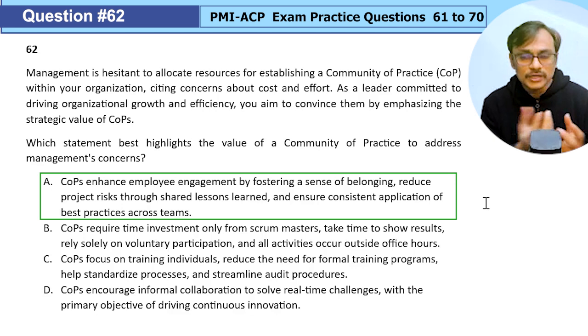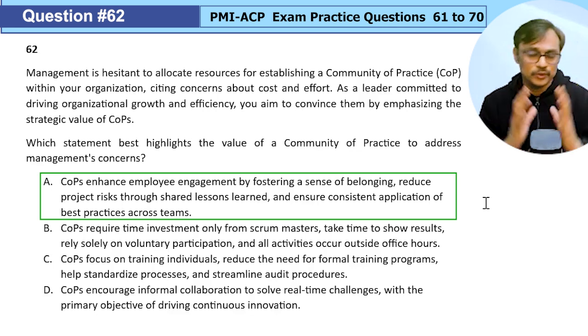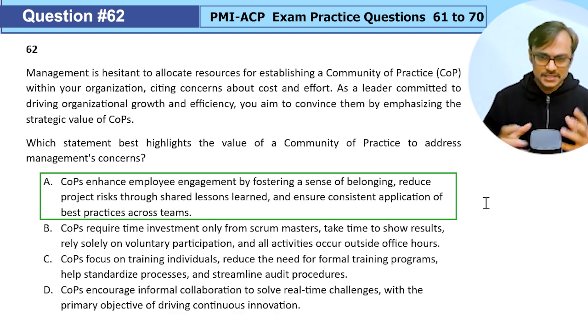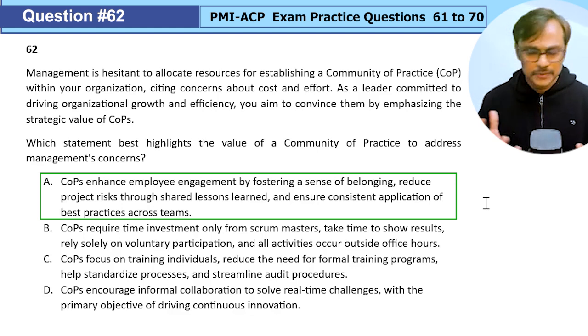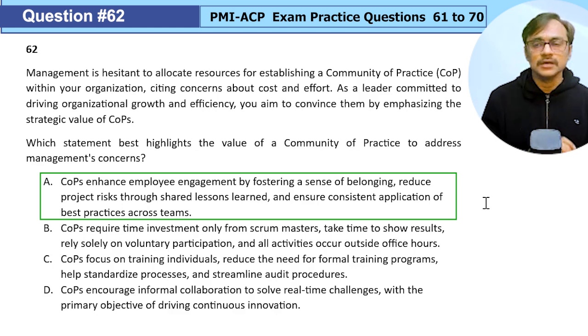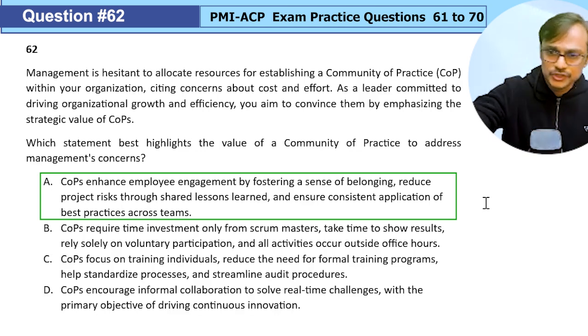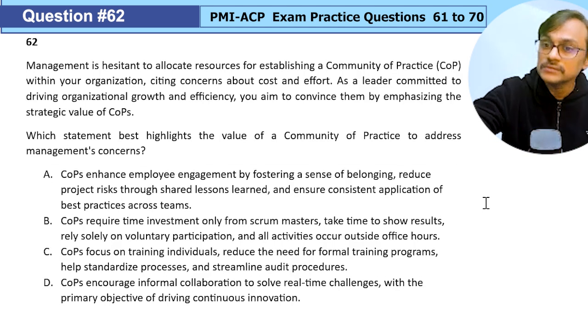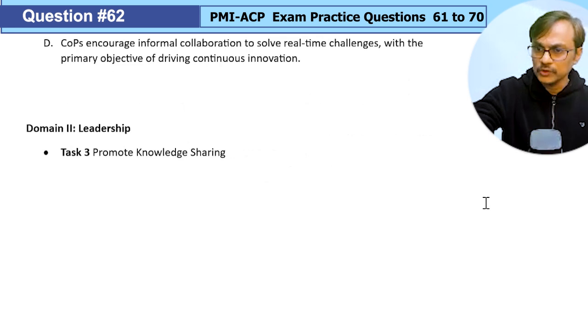It has a little word ensuring, which could have been improved further. But you can expect such kind of words in the options because you need to pick up the best option in your PMI-ACP exam. So option A talks about increasing engagement, making people feel motivated, reduces the risk because of continuous lesson learned, helping us to have applicability and use of the good practices from different teams. That all comes under community of practices. Yeah, if you learn the content, it comes under promote knowledge sharing.